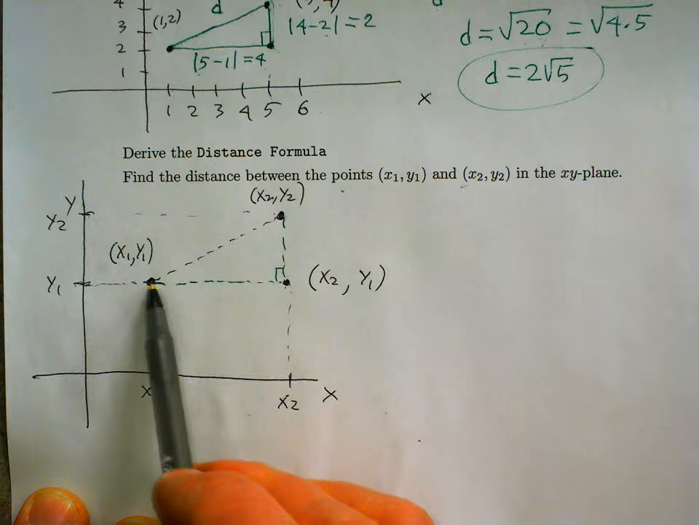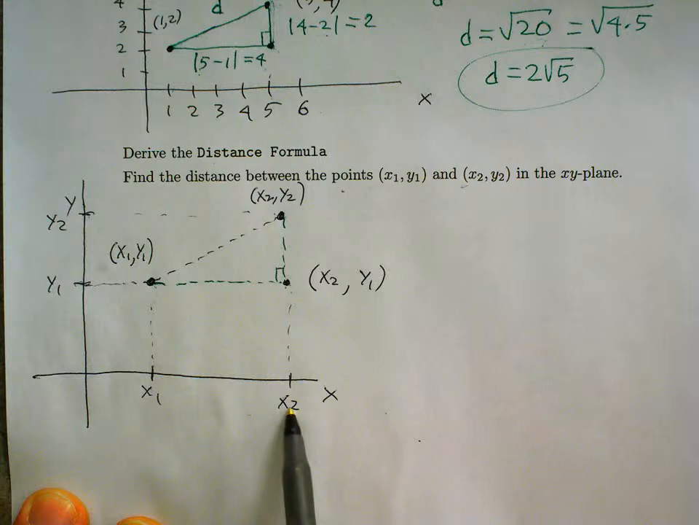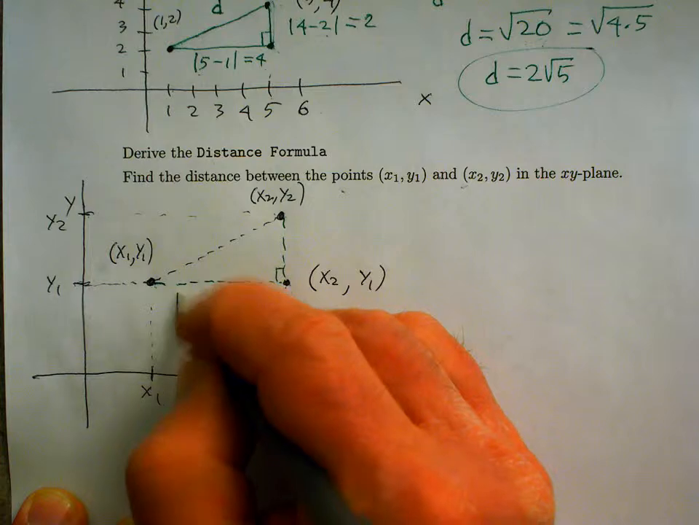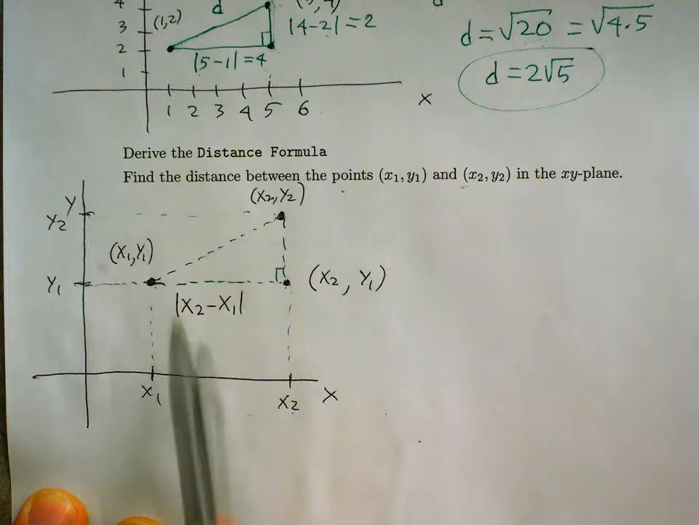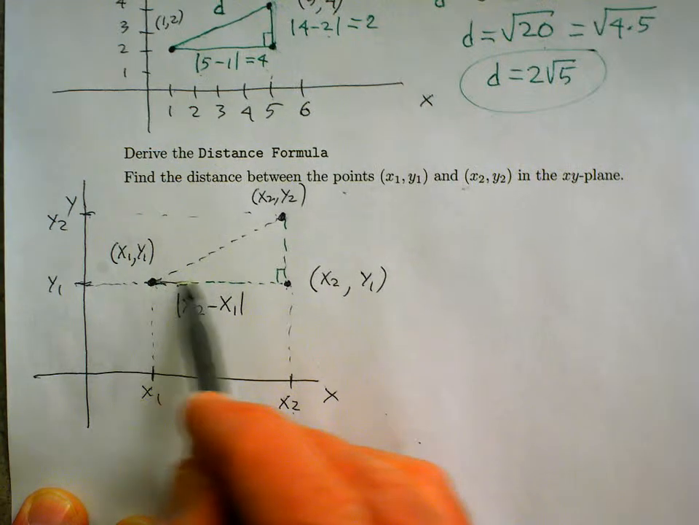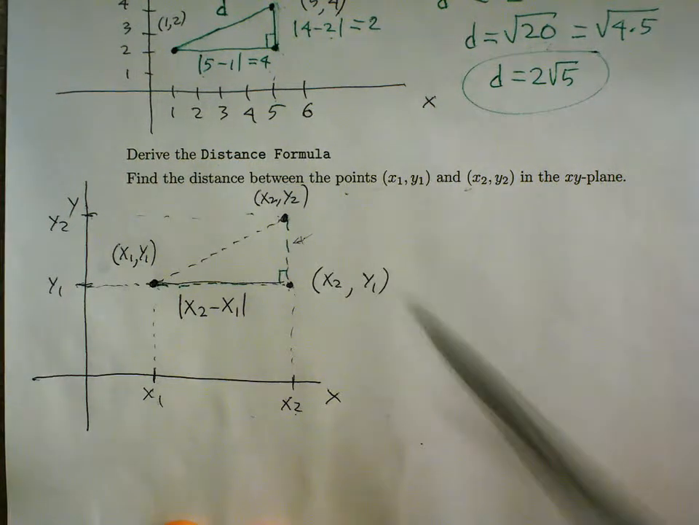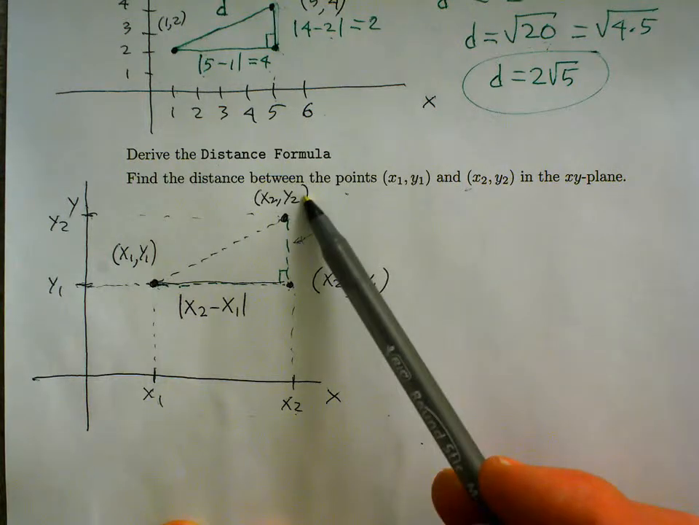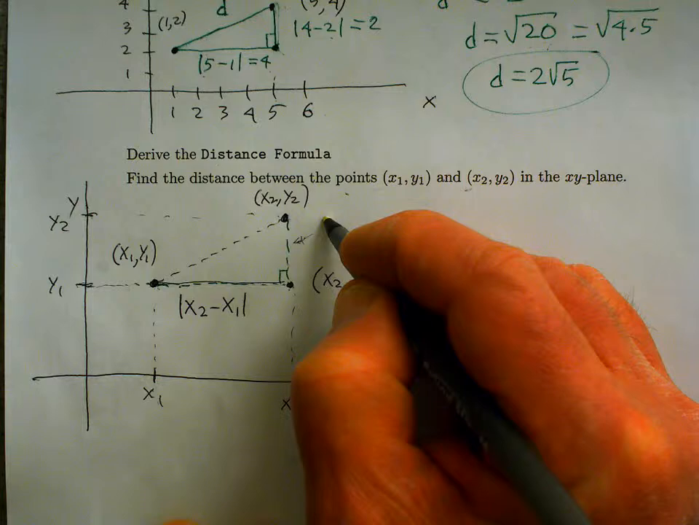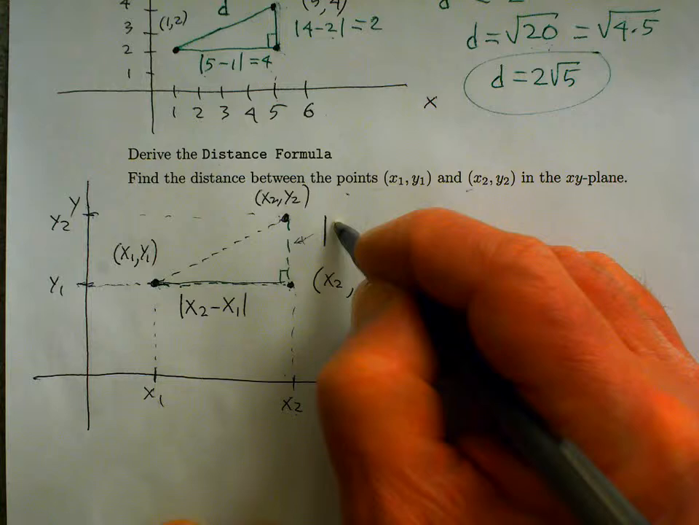Okay, so the horizontal side of this right triangle has a length that is equal to the absolute value of x2 minus x1. So we'll write the absolute value of x2 minus x1 to represent the length of that horizontal side of the right triangle. And the vertical side of the right triangle, since the y coordinates are y2 and y1, we'll say that the length of the vertical side of that right triangle is the absolute value of y2 minus y1.